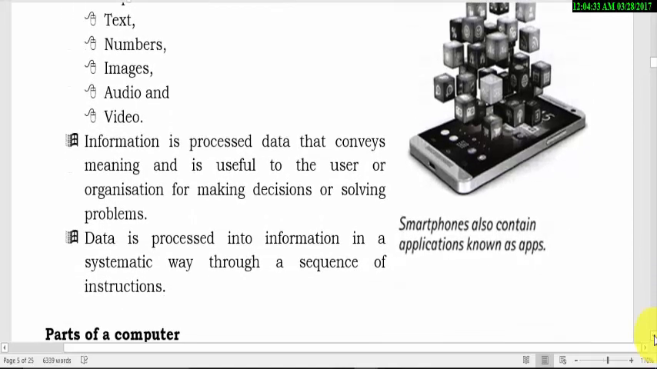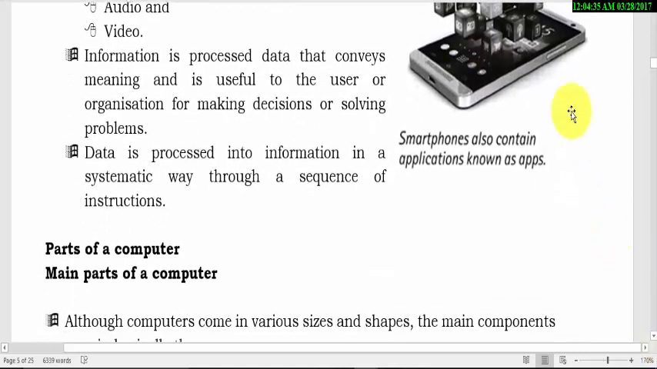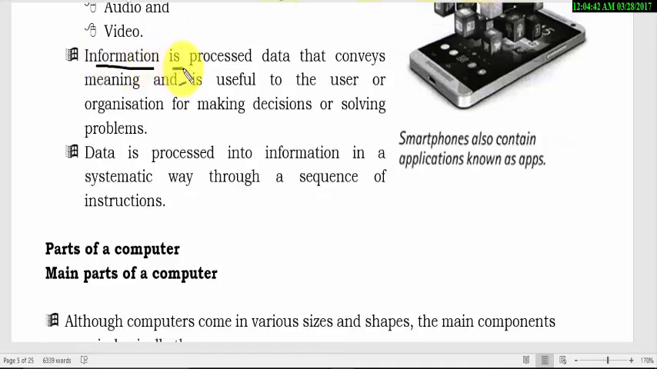It says information is processed data. So we are saying information is processed data. Information is processed data that conveys meaning and is useful to the user or organization for making decisions or solving problems.